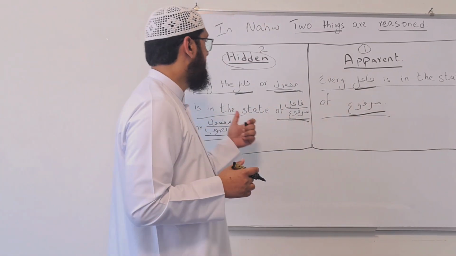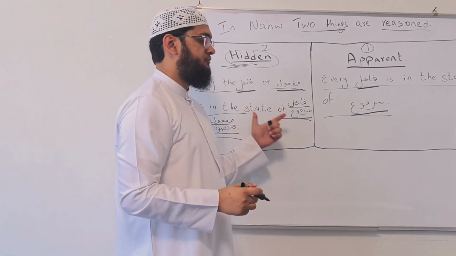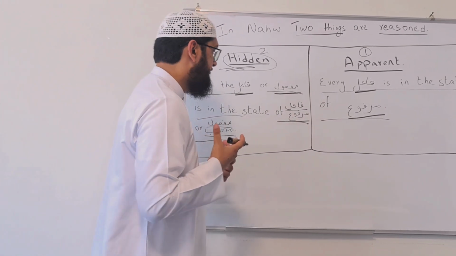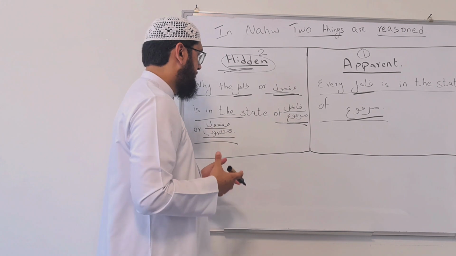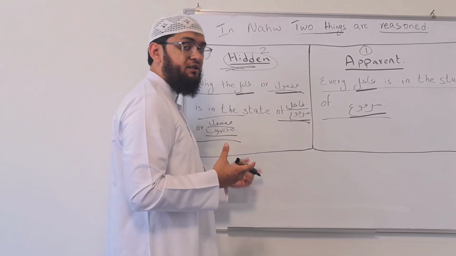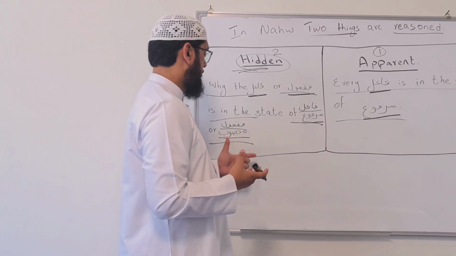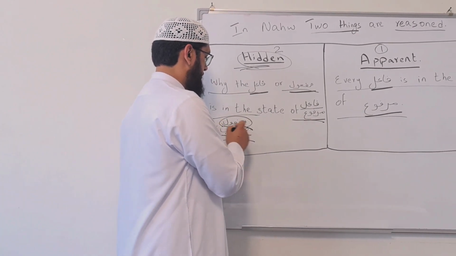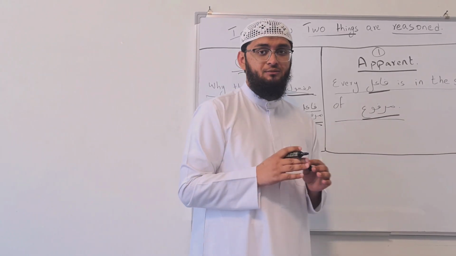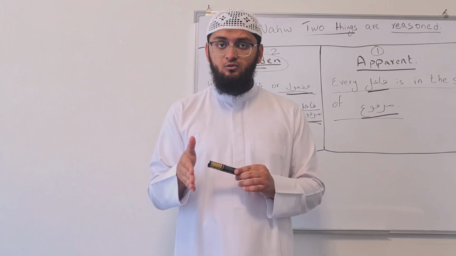Whereas in the second part, the hidden part, it does not just say that the fa'il will be marfu. It will talk to you more about it in depth, why the fa'il is marfu, or why the maf'ul is mansub, or why the mudaf ilay is in the majroor state. So here there is more reasoning on the marfu state or the mansub state. These are the basic things that will be discussed in Nahw.